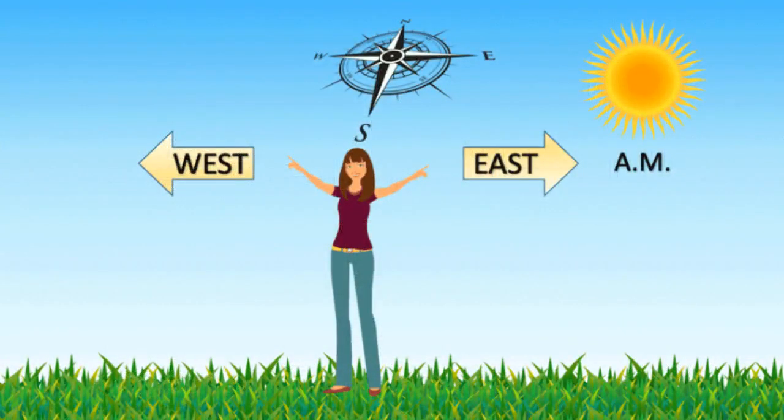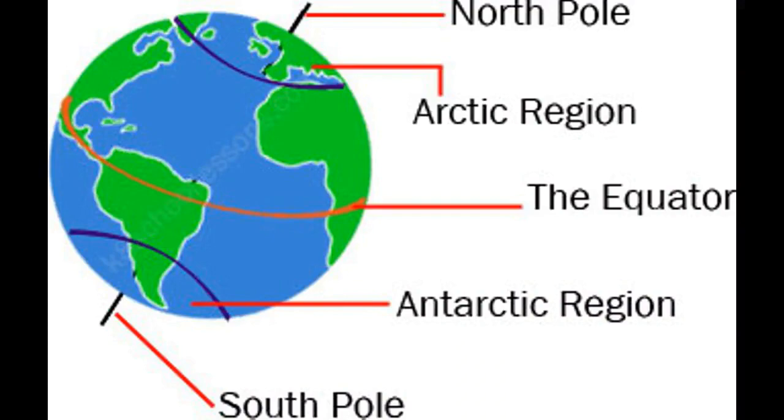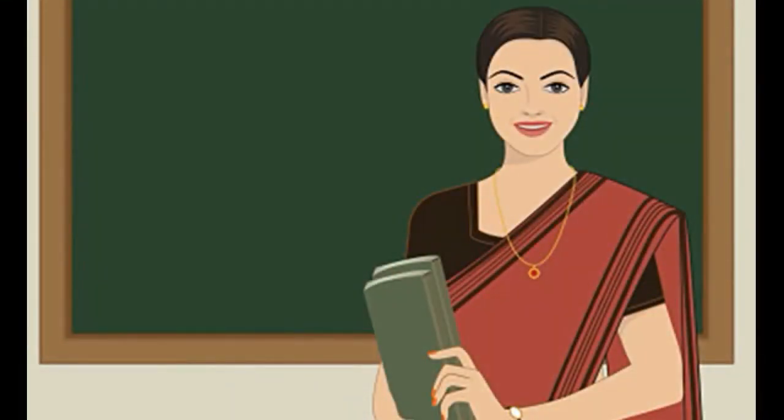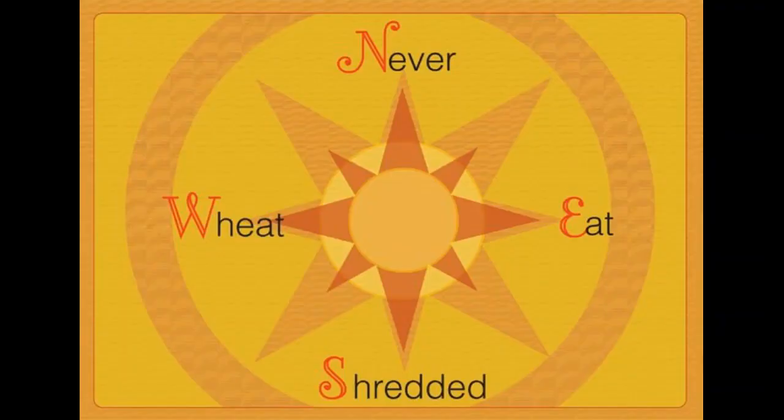The 2 extreme poles of Earth make the north and the south poles. So Slaters, a very easy way to remember the directions is to remember a mnemonic: never eat shredded wheat. Here, never is for north, eat for east, shredded for south and wheat for west.